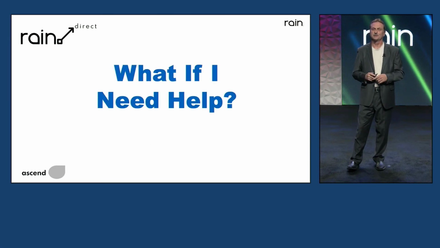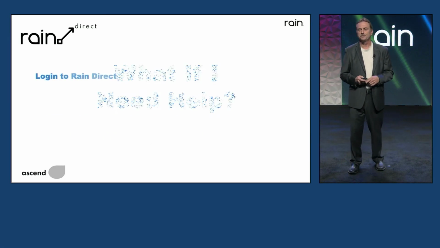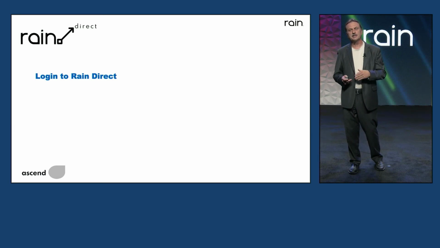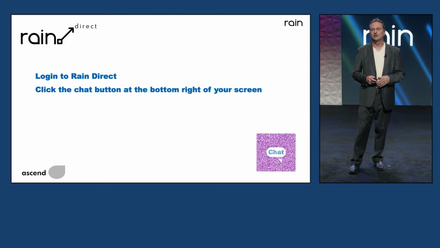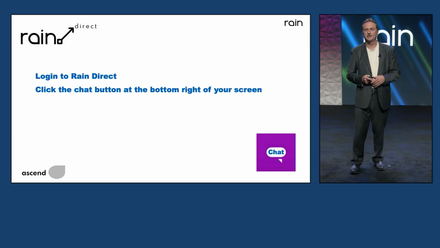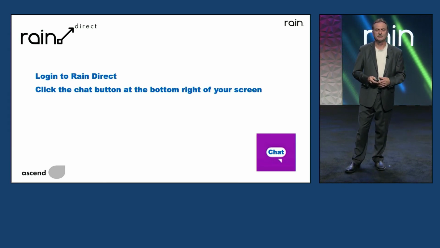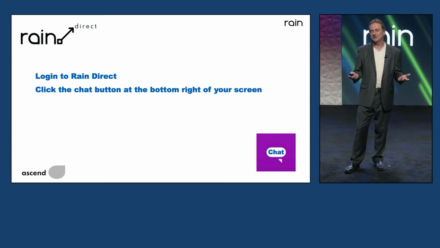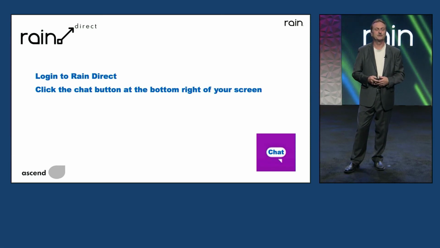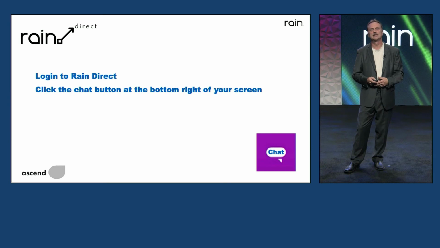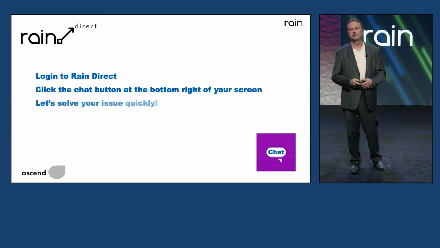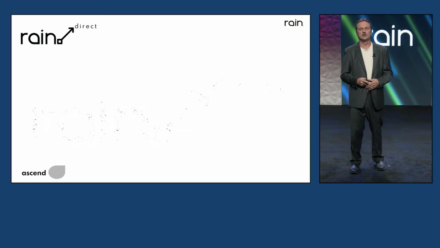And last but not least, what if you need some help? Well, you log into your Rain Direct account and you will see a little chat button at the bottom right of your corner. Click on that chat button and we will help you out. We'll fix any problem you have, and we don't anticipate issues, but if you need some help along the way creating your VLPs or anything else, understanding reports, chat with us. We'll help you quickly and fast and get your problem solved.